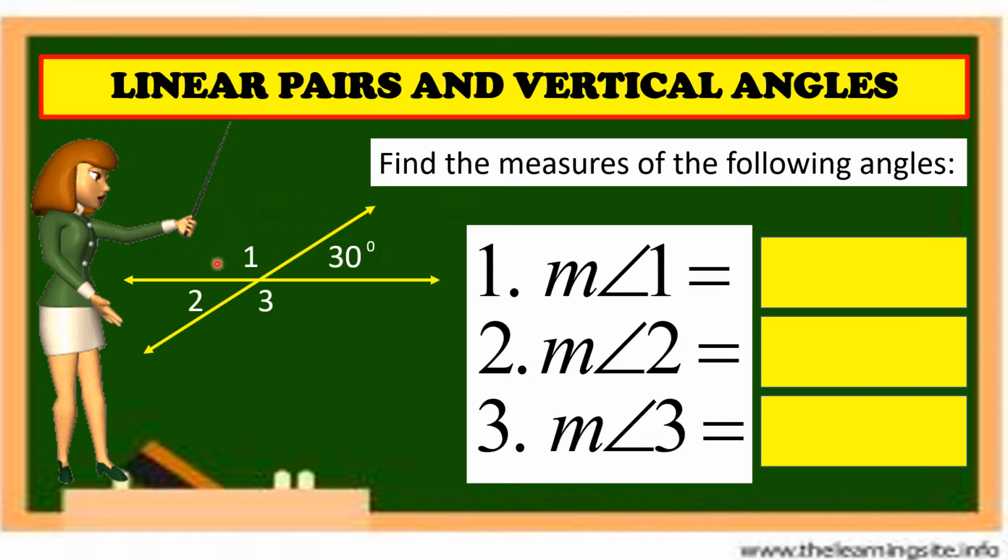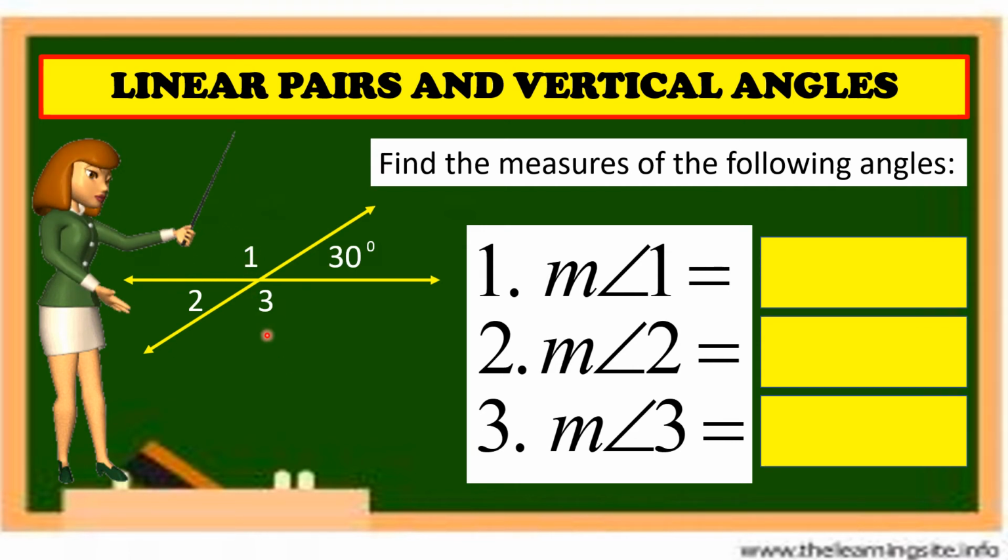So 1 and this angle is equal to 180 degrees. If we want to find the measure of angle 2, this angle and angle 2 are vertical angles, and vertical angles are congruent. So angle 2 is 30 degrees. How about the relation of angle 1 and this angle? The two angles are supplementary. Therefore, 180 minus 30 is 150. And vertical angles are congruent. So angle 1 is 150.